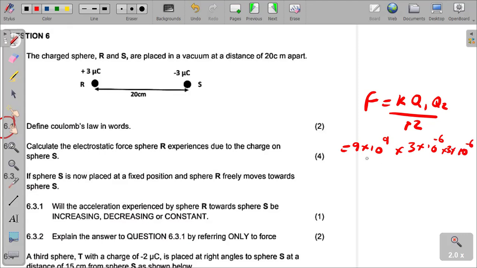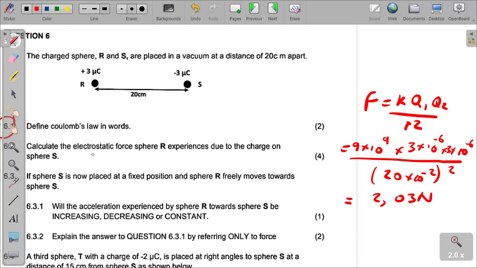Divided by 20 centimeters, right? So that's 20 times 10 to the power of negative 2, bracket squared. There we are. So that's 2.025, which is the same as 2.03 to 2 decimal places Newton.